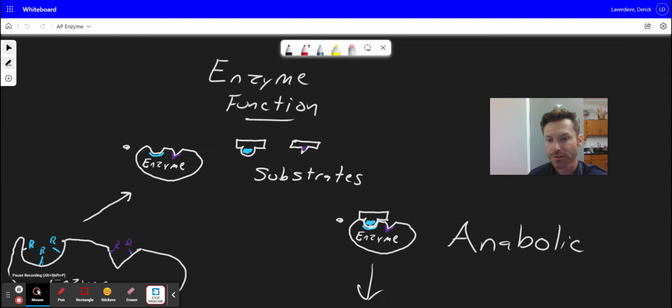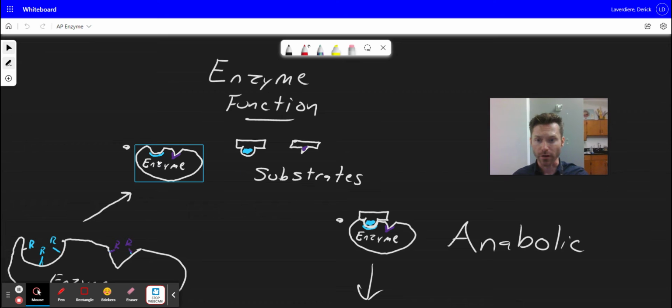Here we go. So enzymes are proteins that function as catalysts within living things. A catalyst is a molecule that speeds up the rate of a reaction without itself being used during that reaction. Okay. And so we have our protein, the enzyme here, and then we have the substrates, which are the molecules that are involved in the reaction that the enzyme is speeding up.